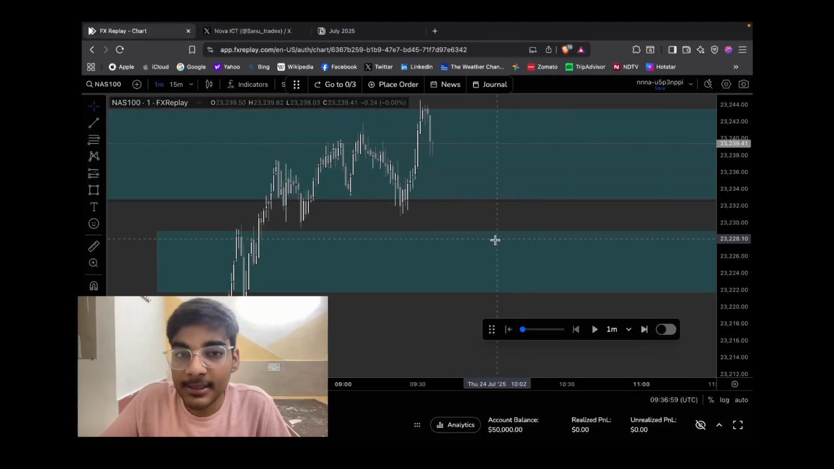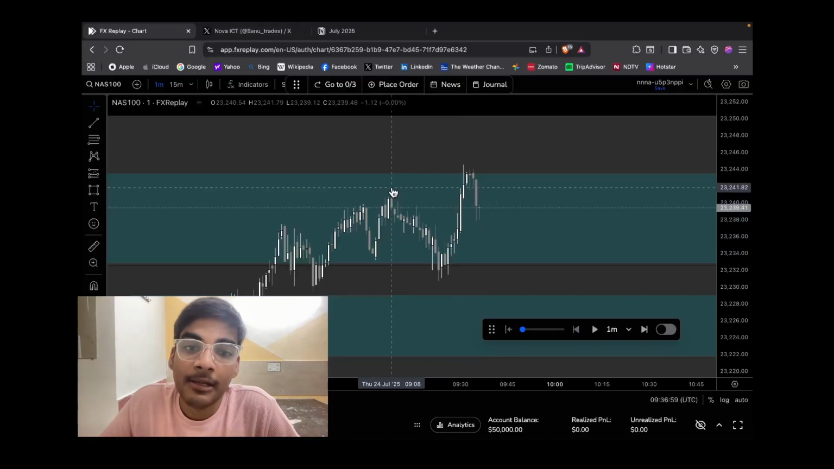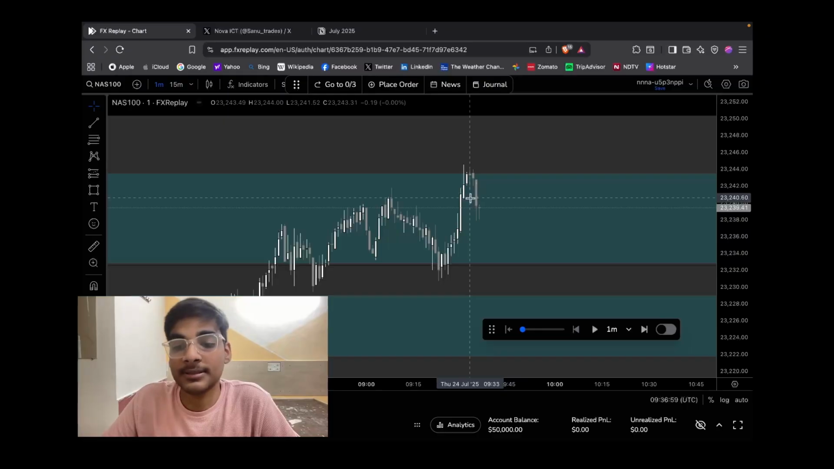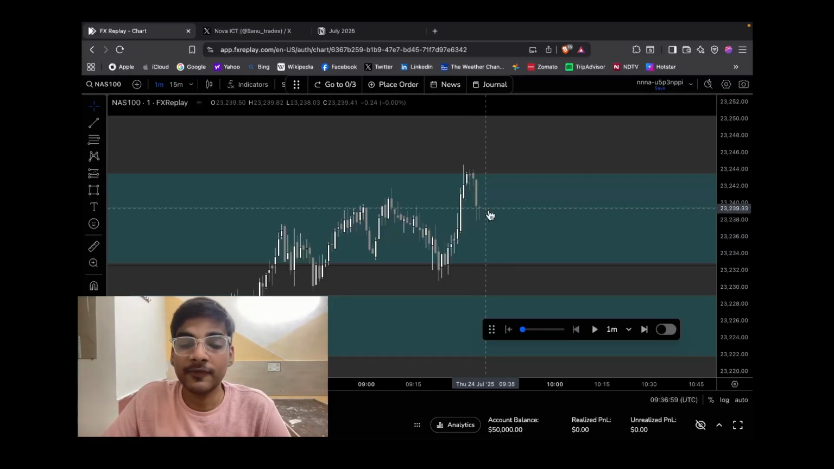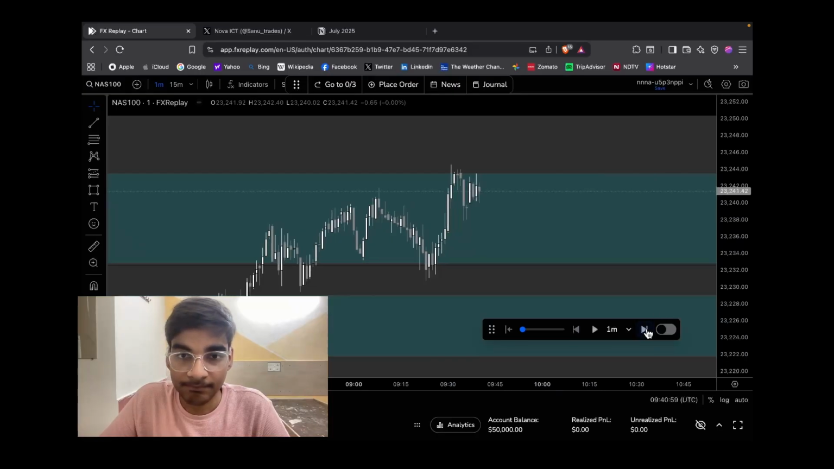So this is 9:36. There is a 1 minute fair value gap right here. We have an internal sweep here also, but I usually don't like to trade just after the market open. I usually wait for at least 15 to 20 minutes. So if this inverts, then also I won't take this setup. Let's see.